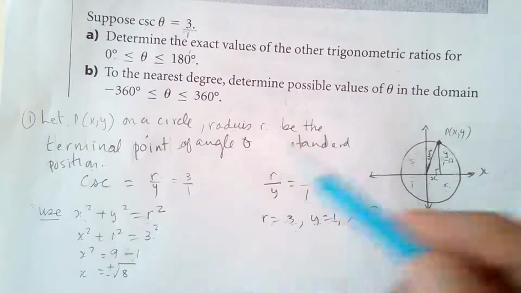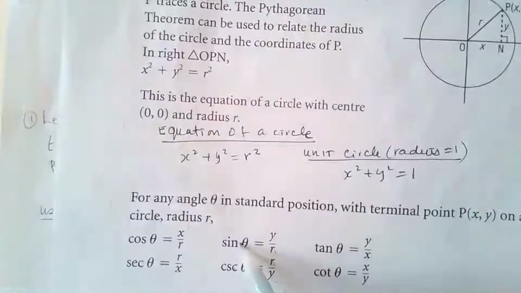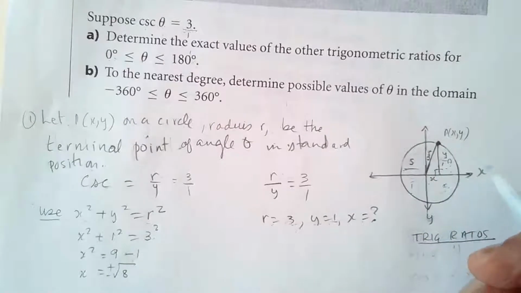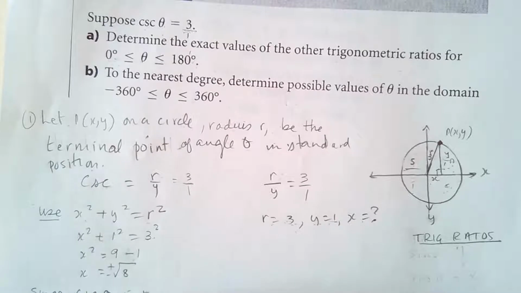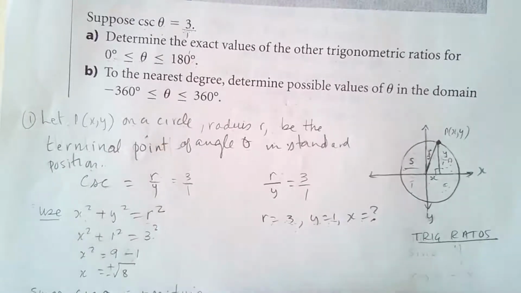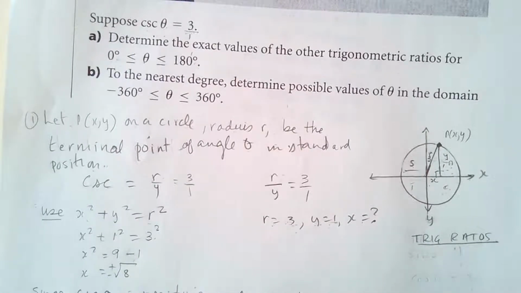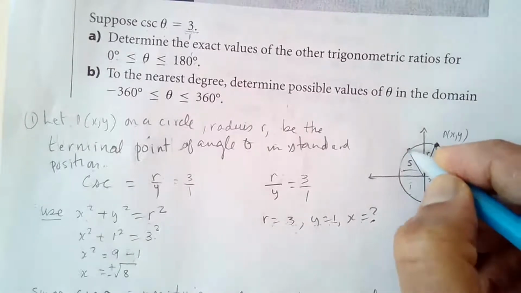Now, since cosecant is positive, and cosecant is the reciprocal of sine, and sine is positive here and here, we have to consider these two quadrants. So we can say here, since cosecant theta is positive in quadrant 1 and quadrant 2, the terminal arm will be in both of these.